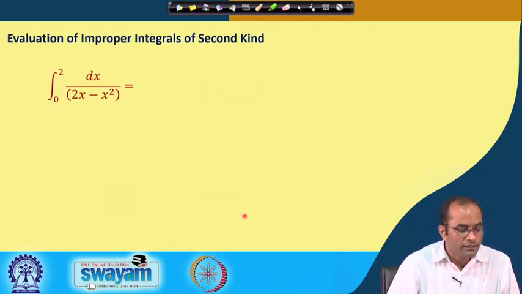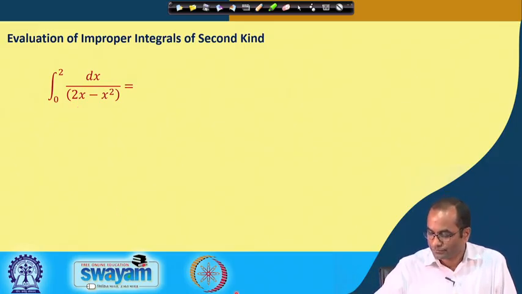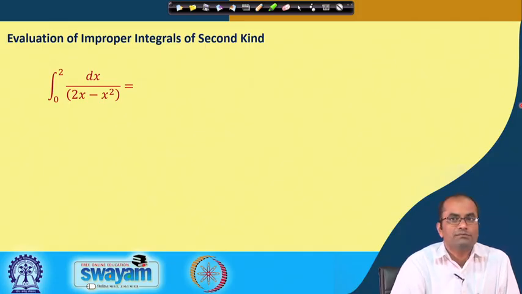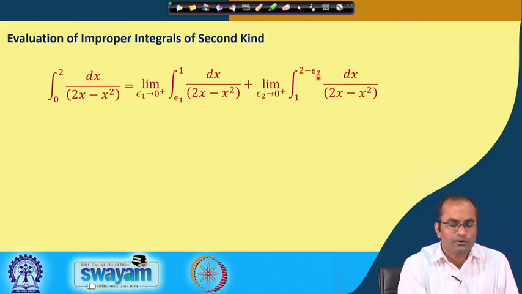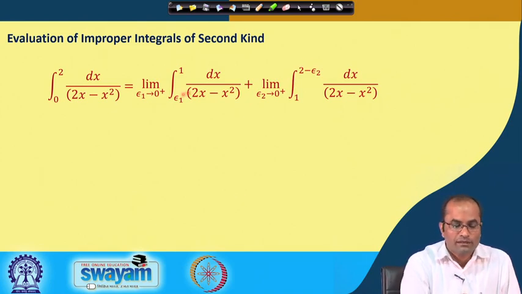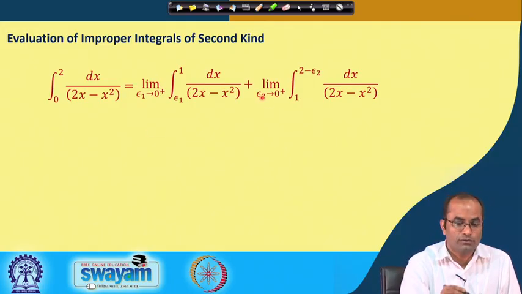In the second example, we take dx over 2x minus x square, and in this case we will again do the same trick. We take the limit as epsilon 1 goes to 0, and we avoid the point 0 by introducing 0 plus epsilon 1, and we take some point in the range, like 1, and then from 1 to 2 minus epsilon 2, where epsilon 2 goes to 0. So, we have also avoided the point where the function was becoming unbounded. Now, in both cases we have to integrate, and later on we will apply the limits as epsilon 1 and epsilon 2 go to 0.